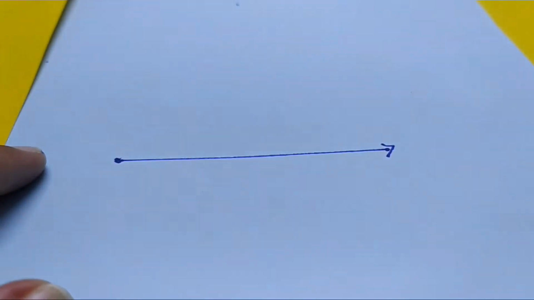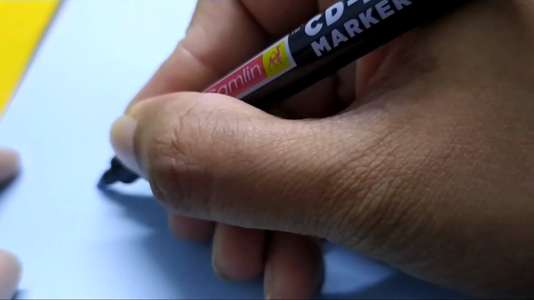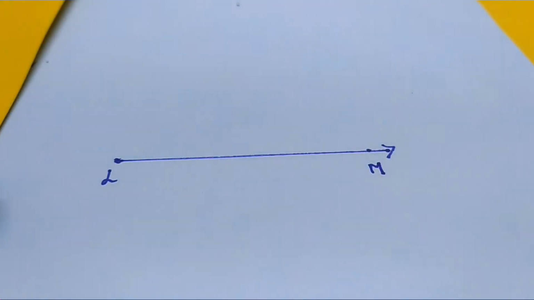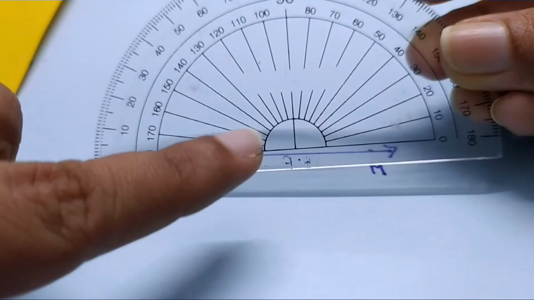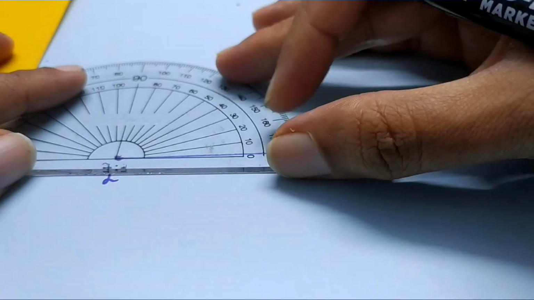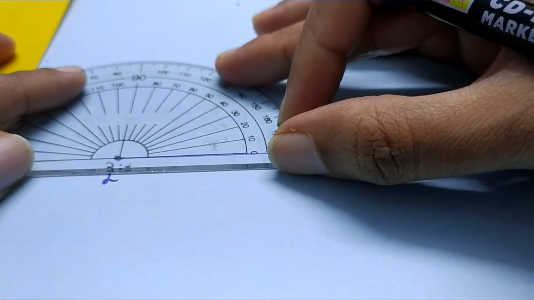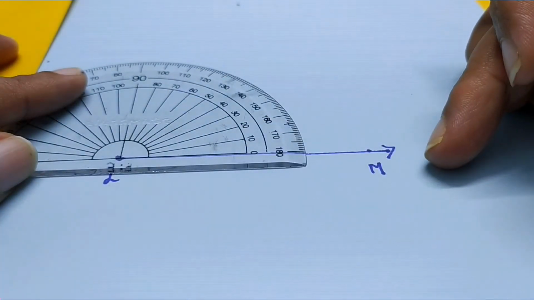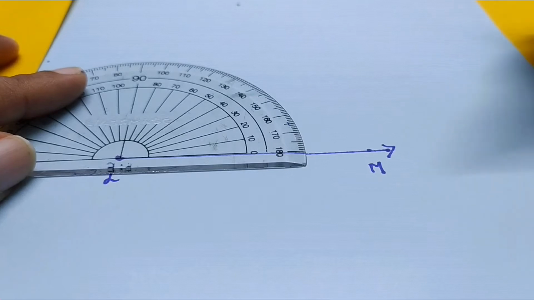They have not told you a specific name, so I can use any name. I name this as L, M. Now I'm going to place the protractor, the center of the protractor, on this vertex and make sure that the baseline is coinciding with the ray LM.